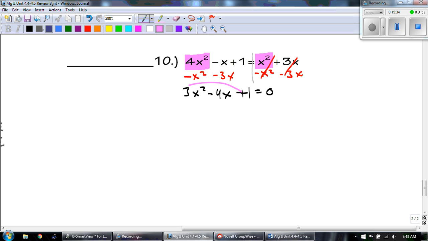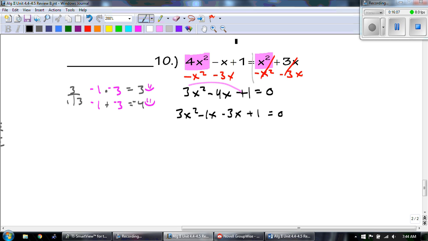So 3 times 1 is 3. Numbers that add to negative 4. Well, 3, it's just 1 and 3. But 1 times 3 and 1 plus 3, if they're both negative, they work. Okay? So remember, when you can factor, I think factoring is a lot easier than plugging into the quadratic formula. Okay? So on the first group, we can factor out an x.